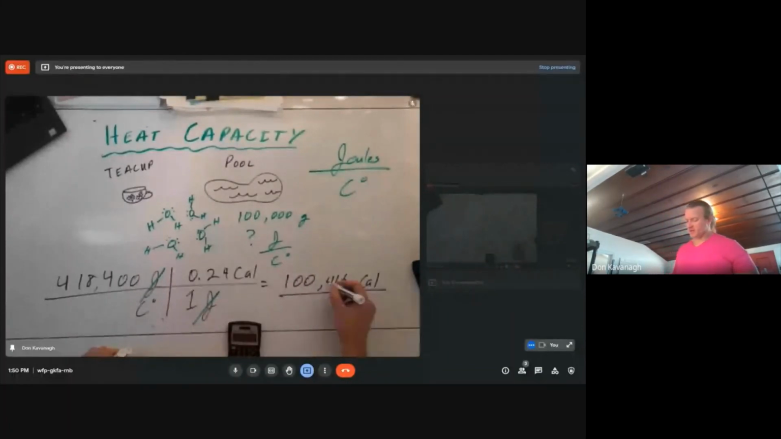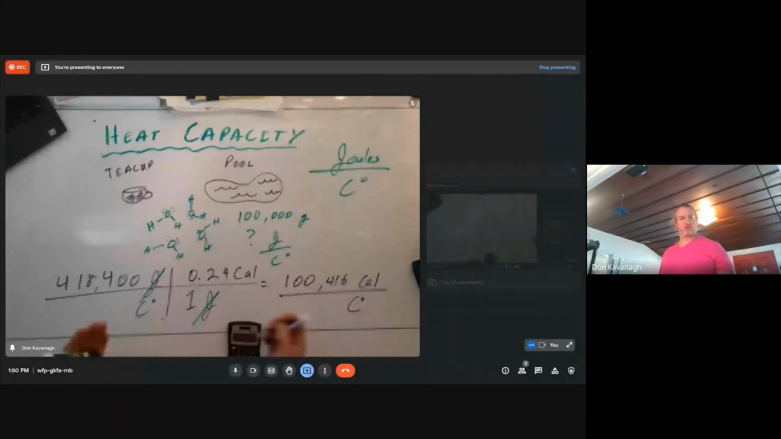So both of these numbers here are just a conversion, like 12 inches, 1 foot. The heat capacity of the pool is 418,000 joules per degree Celsius, or 100,000 calories to raise that temperature 1 degree Celsius.